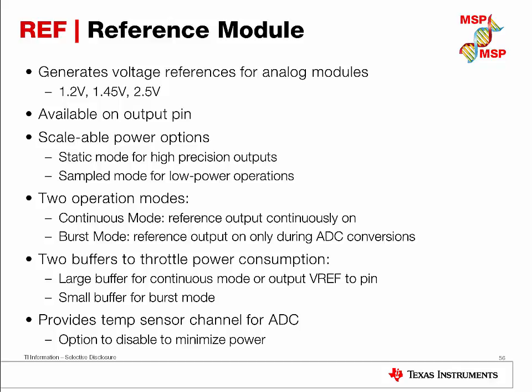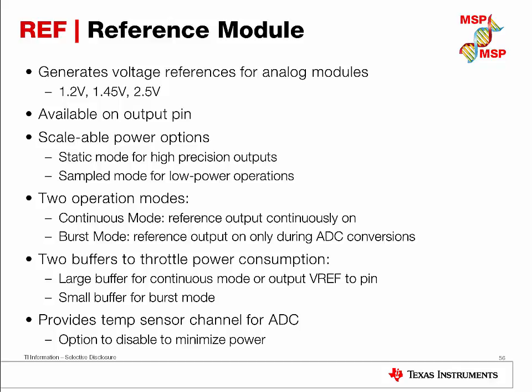As mentioned, the reference can be programmed in two different power modes: static mode for high precision, as well as sample mode for low power operations. If the reference is only required for ADC conversion, it can be put in burst mode where the reference output is only available during the conversions. However, if the reference output is also used to drive an external component, the reference can be put in continuous mode to have it continuously on.